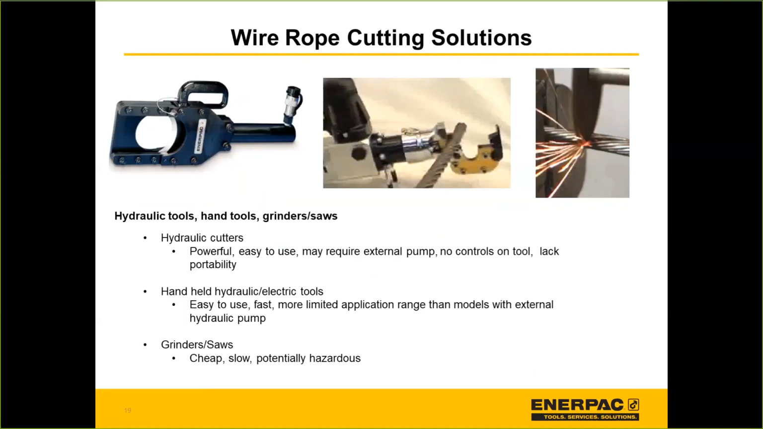Cutting wire rope is a little bit different. It's much more difficult to cut, and here typically we're going to see more powerful solutions. So here we have as examples, all the way to the left, which is actually an Enerpac product, a cable cutter from Enerpac, which we've been selling for a while. Then on the right, you see a handheld electric tool, and on the far right, you'll see that somebody is using some type of saw to try and cut through that wire cable or that wire rope, and that's typically what we see out there in the market today.